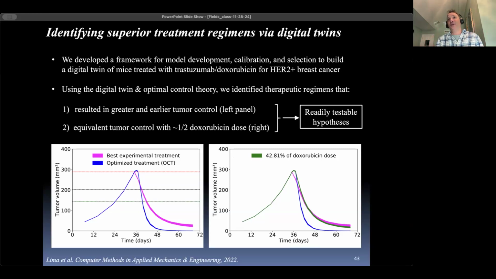Before, if you wanted to figure out what therapeutic regimen was going to be best to have tumor control in these mice, you'd have to run 1 million experiments to figure out what the dosing would have to be, as well as the order and timing.